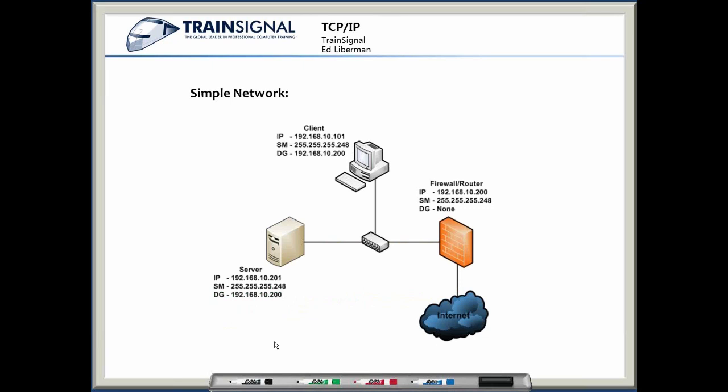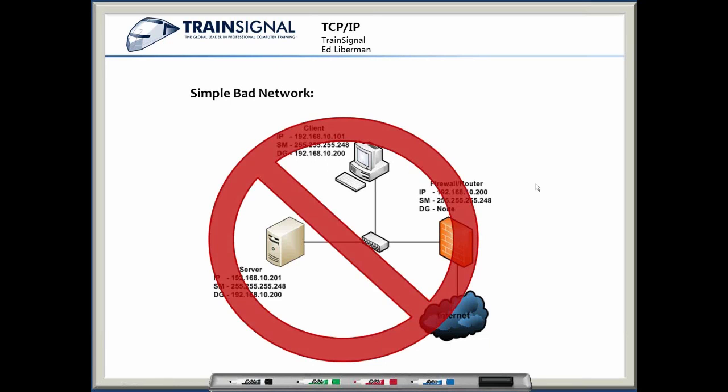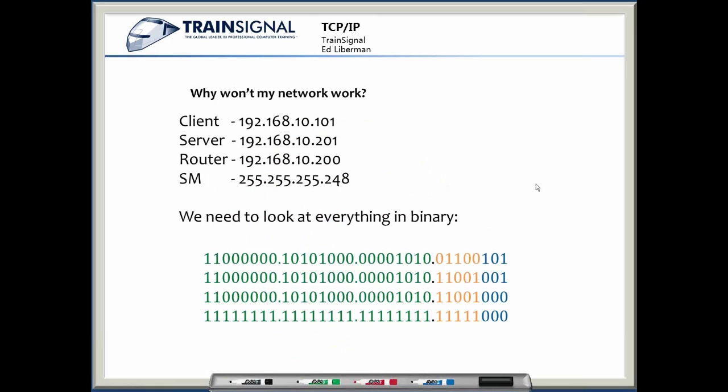So here we have our simple network again, but one thing has changed that I want you to notice. My subnet mask is now 255.255.255.248. So I have subnetted this down. This last number, this 4th octet, has been broken in half. What that means is, guess what? This network is actually an example of a bad network. This network won't work.